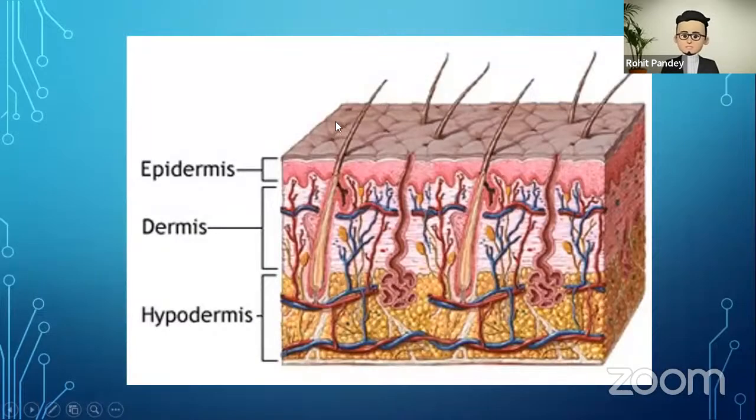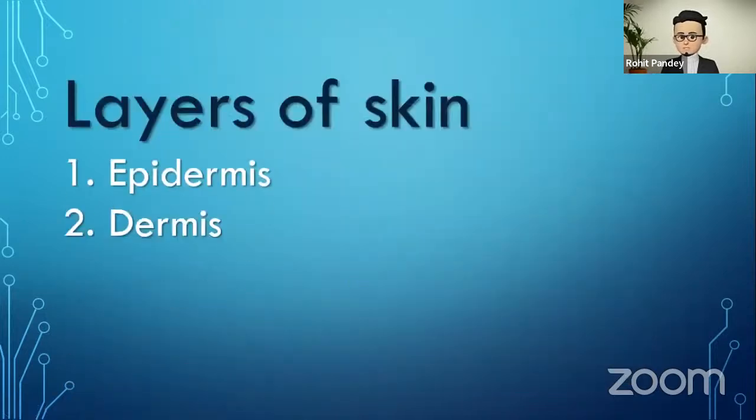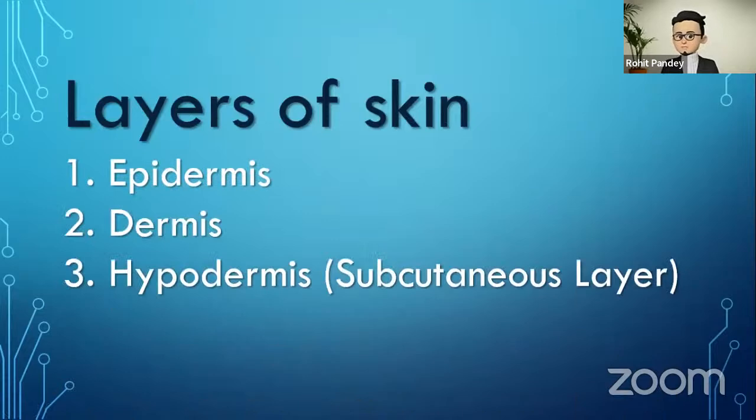Okay. So here you can see skin with layers. The upper layer is epidermis. Epi means upper. Dermis is used for skin. In between the hypodermis and epidermis there is the dermis, and then there is the hypodermis. The layers are epidermis, dermis, and hypodermis, which we usually know as the subcutaneous layer. And then nail.